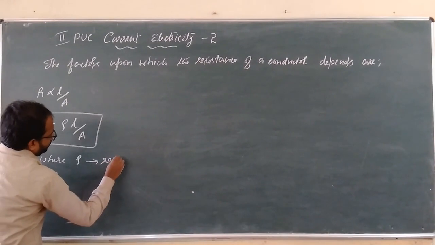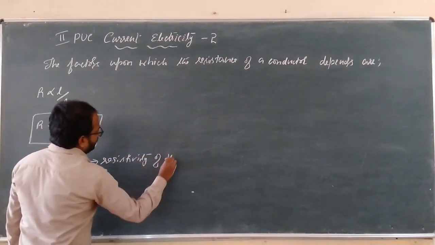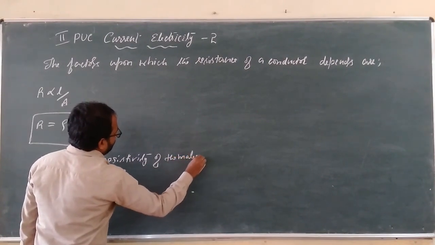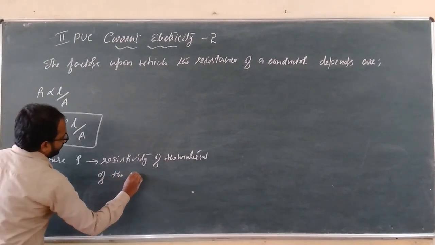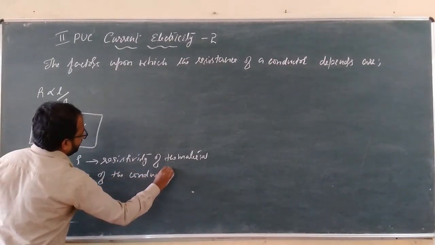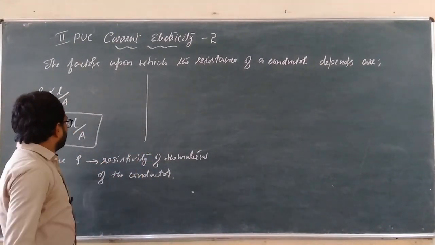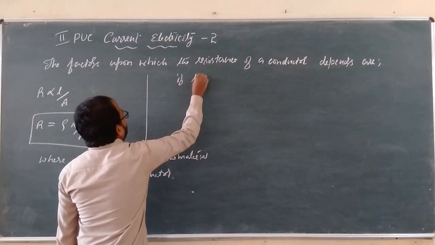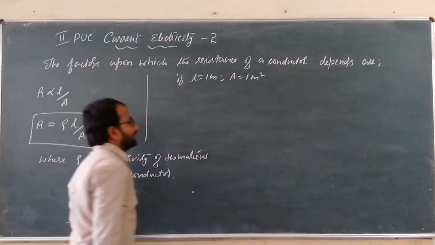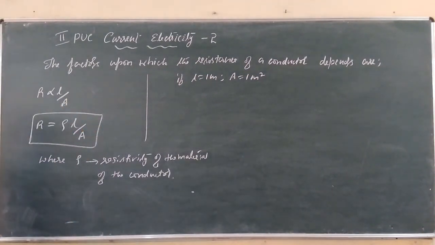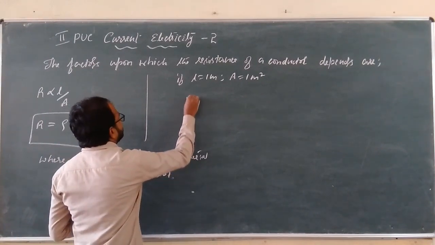the resistivity of the material of the conductor. Rho is called resistivity of the material of the conductor. Okay, right. If L is equal to 1 meter and area of cross section is 1 meter square, unit length and unit cross sectional area. If I consider a conductor of unit length and unit cross sectional area, then R is equal to rho.